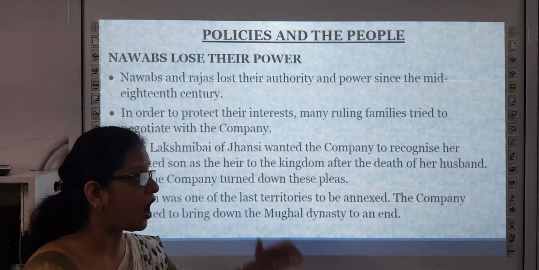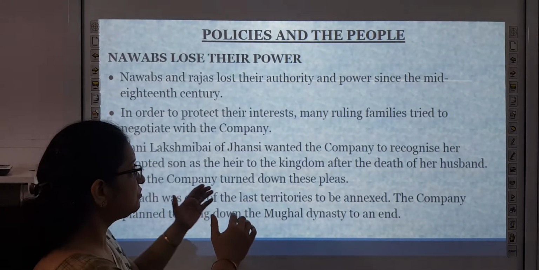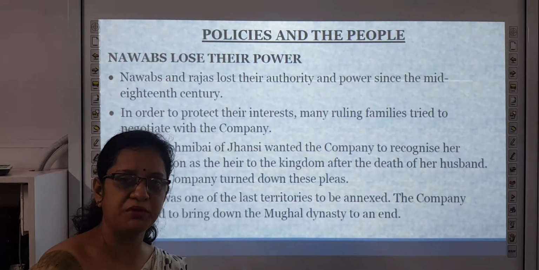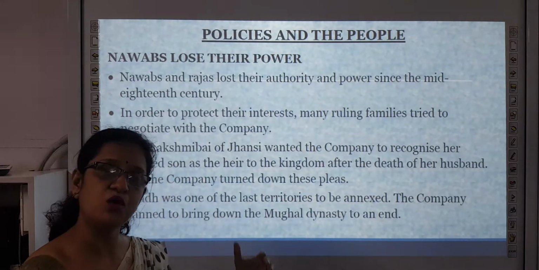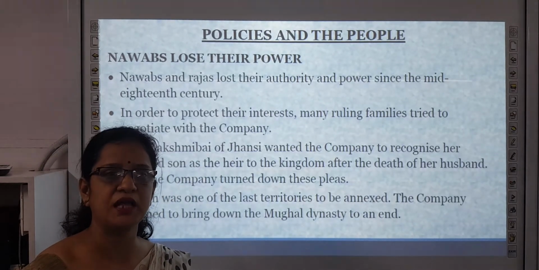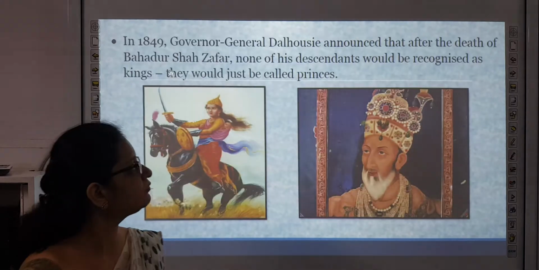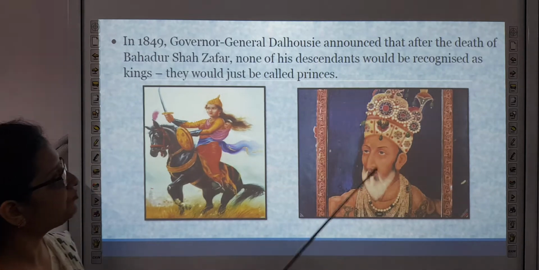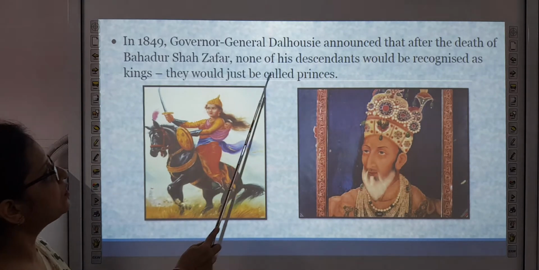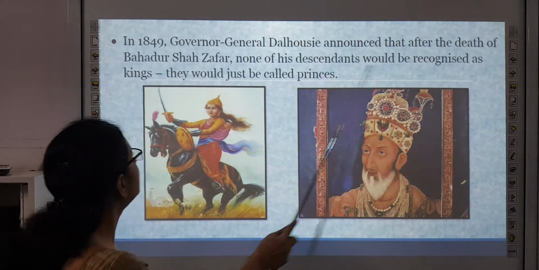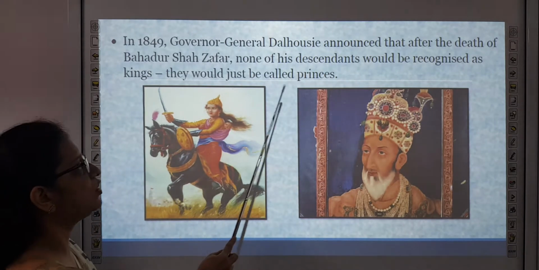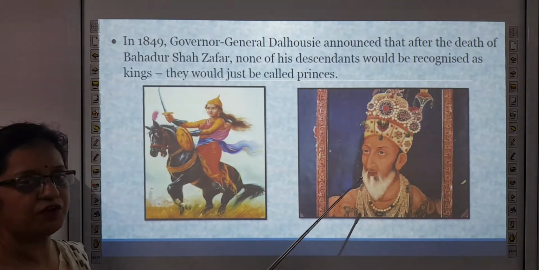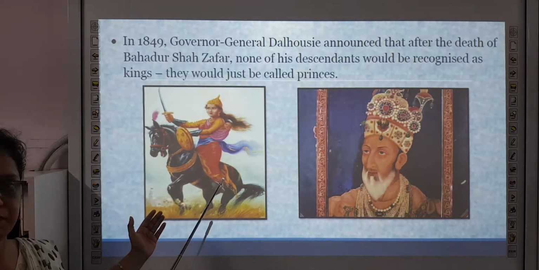Are you getting my point? All these are the efforts that were made by the British to annex the territories, and the laws that were passed by them from time to time. In 1849, Governor General Dalhousie announced that after the death of Bahadur Shah Zafar, none of his descendants would be recognized as kings. They would just be called princes. Bahadur Shah Zafar was the last Mughal emperor. Here is the picture of Bahadur Shah Zafar and Rani Lakshmi Bai.